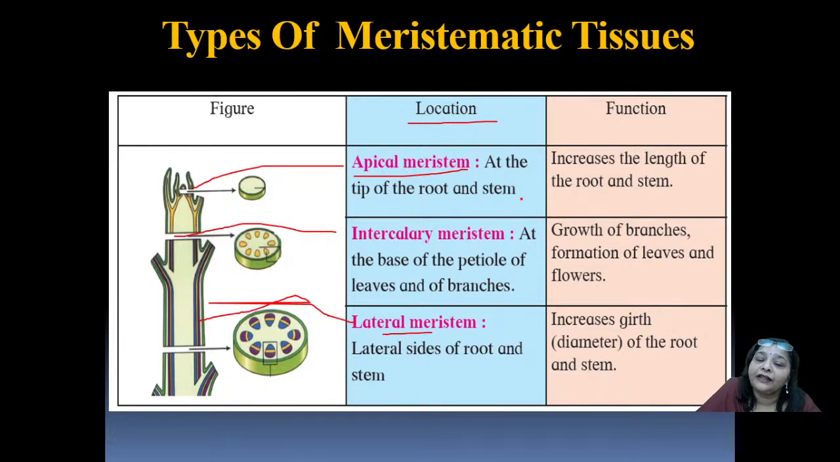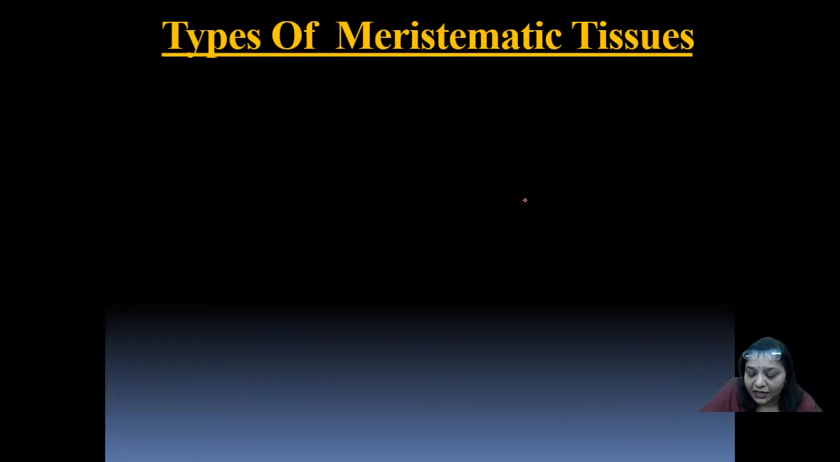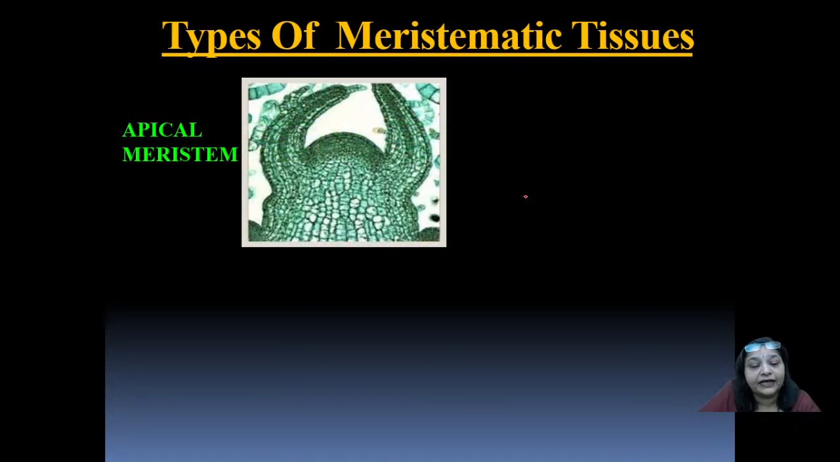Now, that is where the meristematic tissues are located. You can see here the apical meristem, which forms the apex of the stem. The meristem is found just below the apex, the tip of the stem.